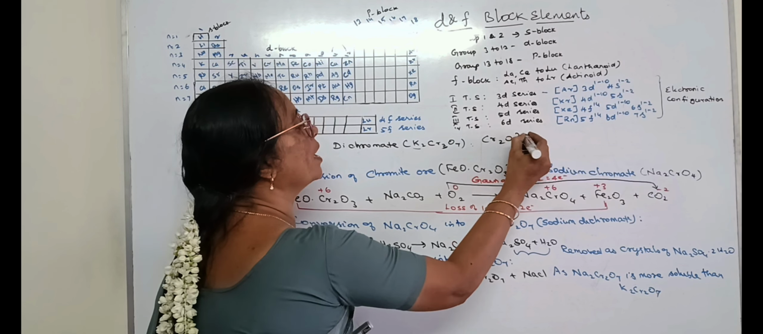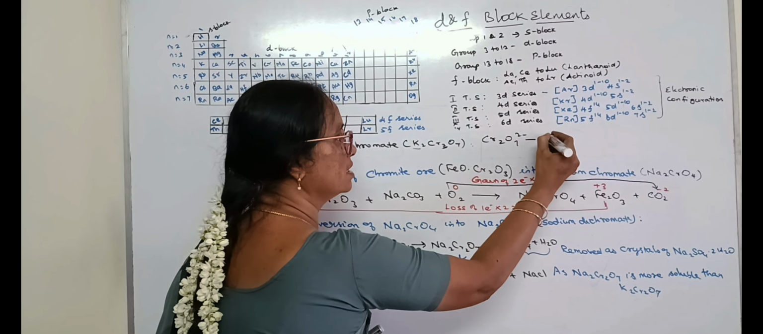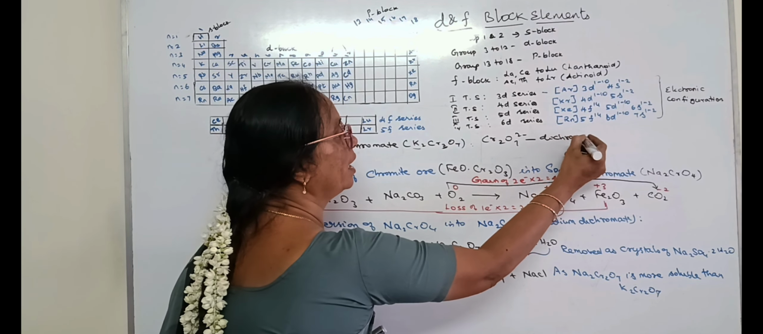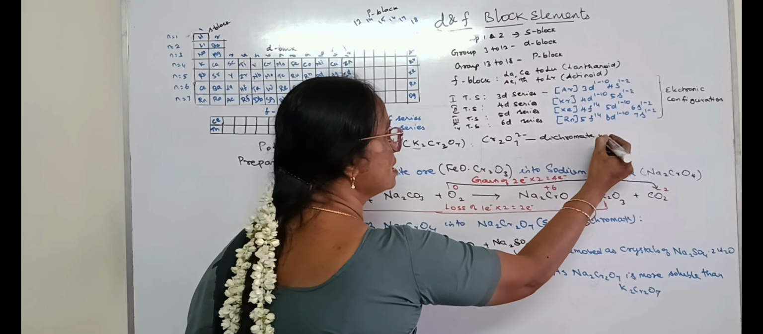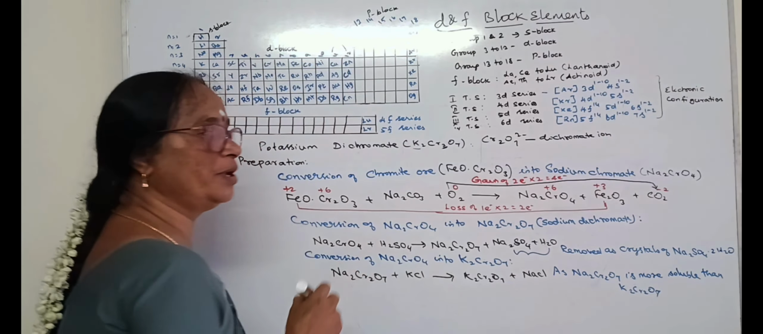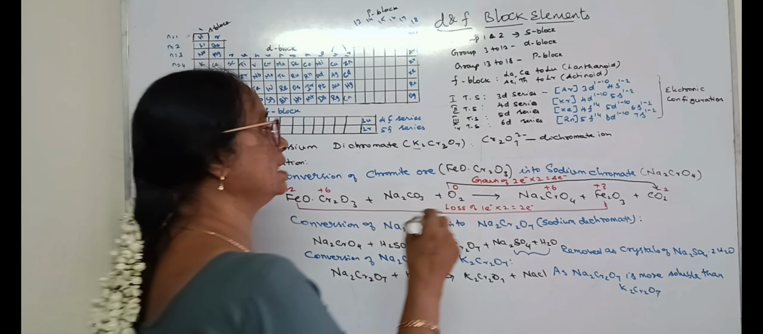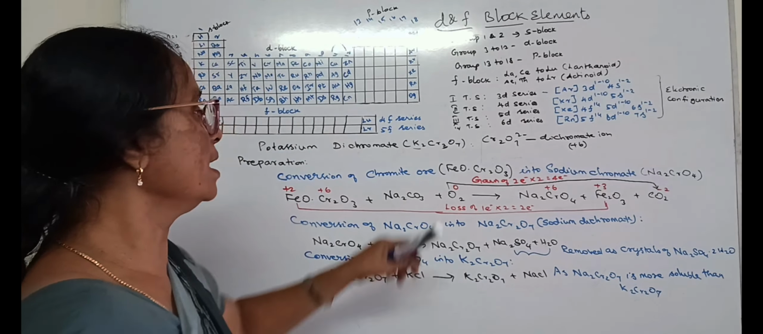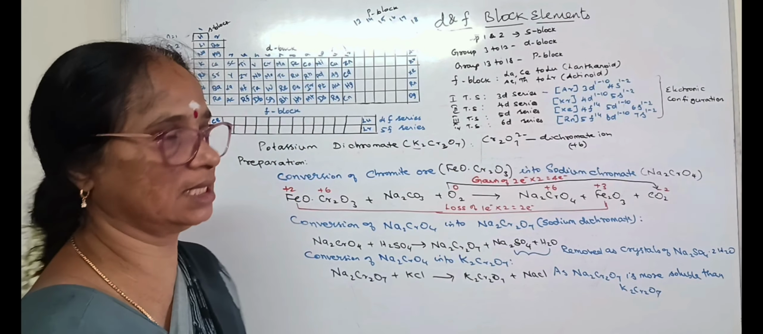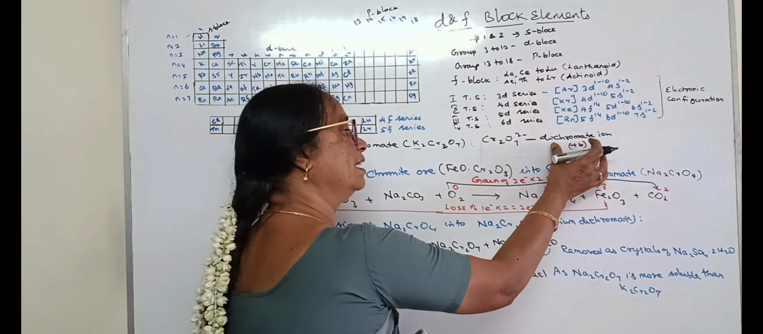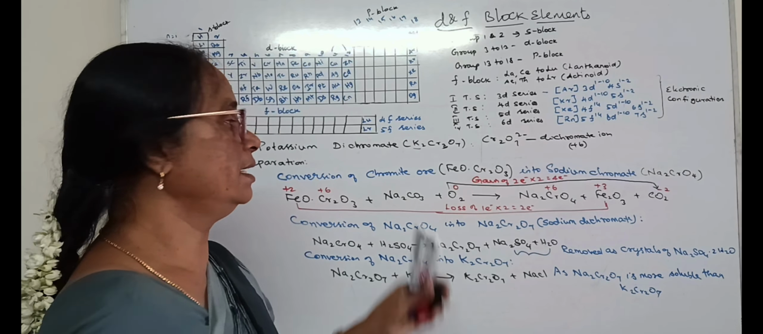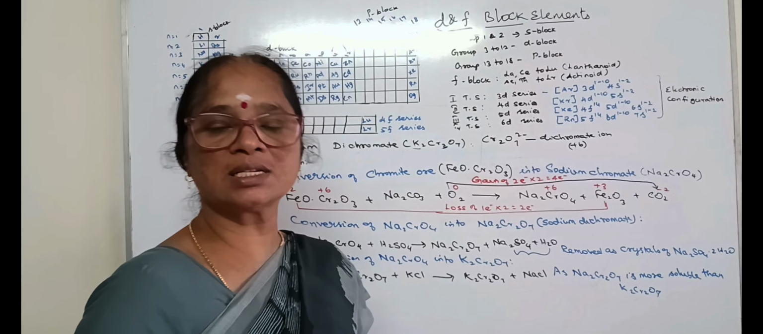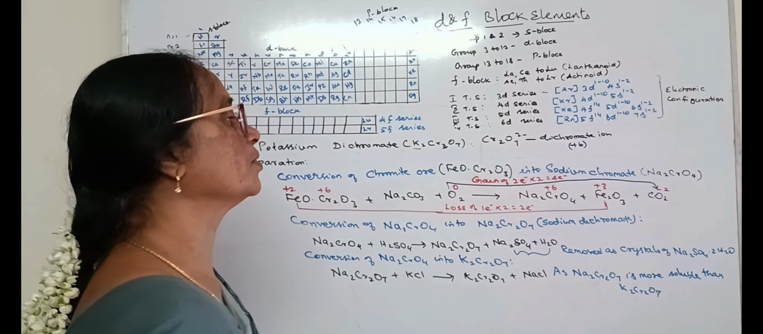Cr2O7 2- ion is usually said to be dichromate ion. So in this dichromate ion, the chromium is in +6 oxidation state. So the oxidation state of chromium in the salt is +6. As it has the higher oxidation number, it is used as the strongest oxidizing agent.